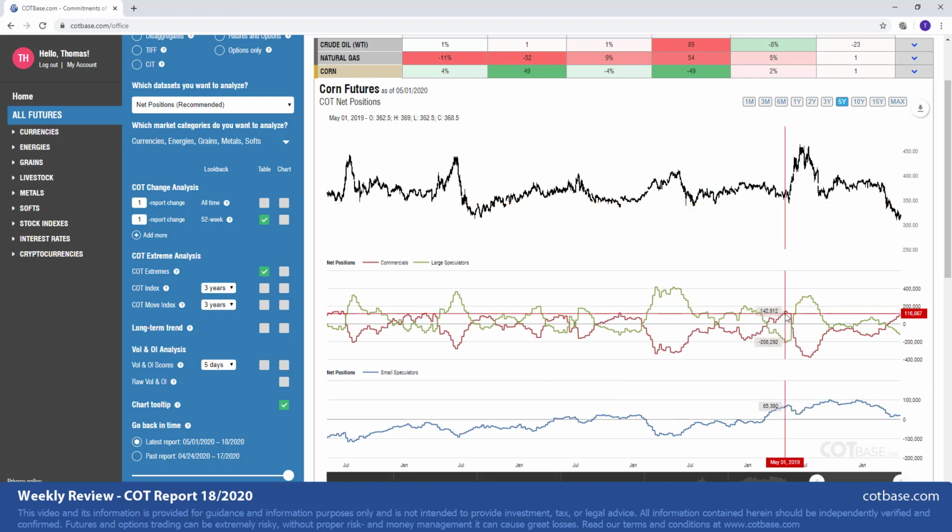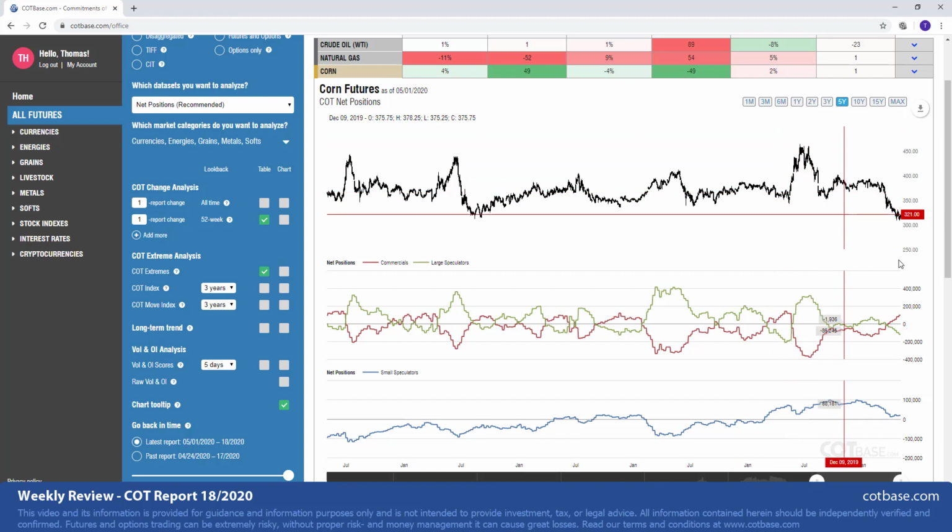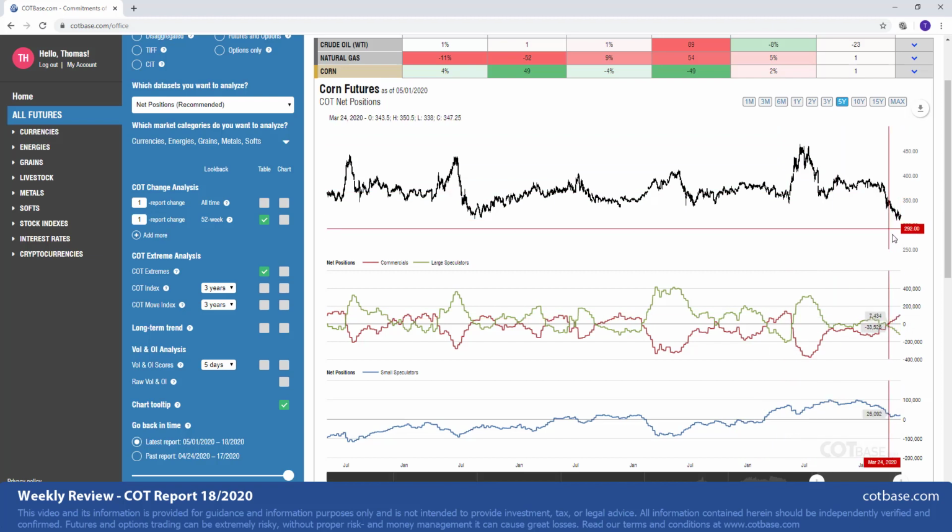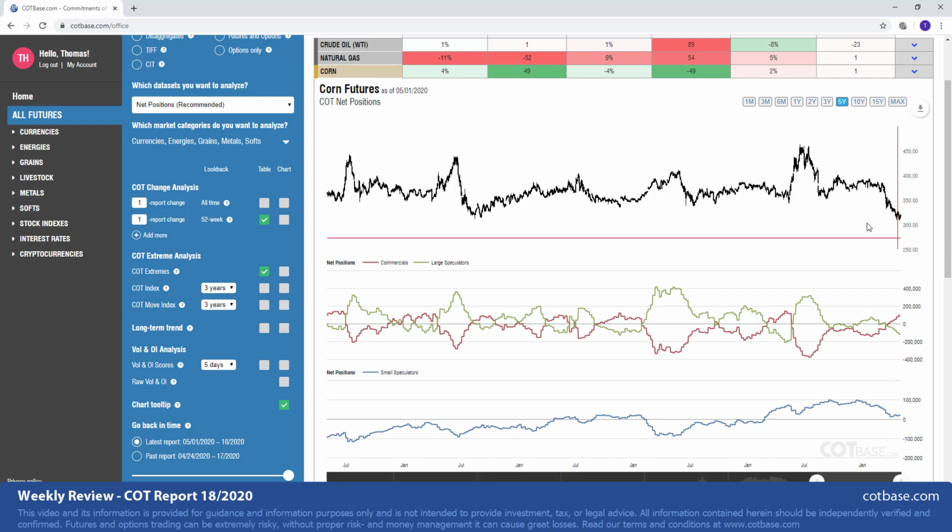Beautiful example from basically a year ago, exactly 1 year ago, 2019 May, just before the market rally. We have that extreme right now. It could increase more, so that's something you should keep in mind. But nevertheless, it seems to be a very nice signal.